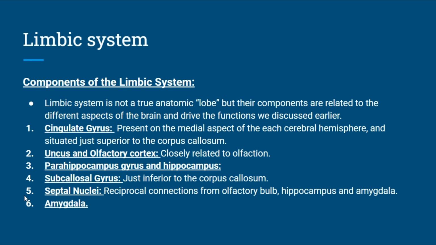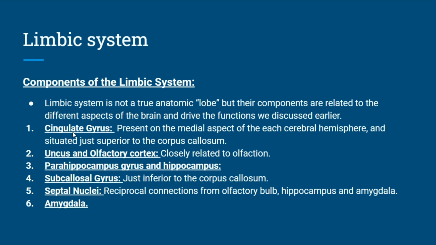So, what are the components of the limbic system? The limbic system is not a true anatomical lobe, but there are different components that actually make up the limbic system, and they have different functions in different parts of the brain. But when they come together, they make a limbic system.